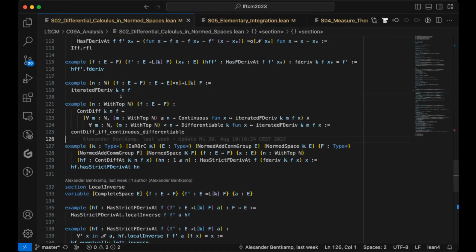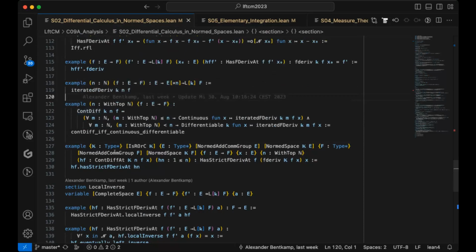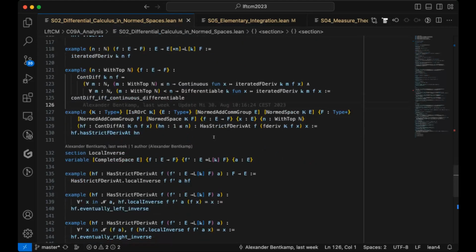So we have derivatives. We have some general. We have iterated derivatives. We also, of course, want the notion of continuous differentiability. We have it. It's called ContDiff, for continuously differentiable. You feed in the scalars over which you're working, the number of times you're differentiable, and the function. It means what you think it should mean.